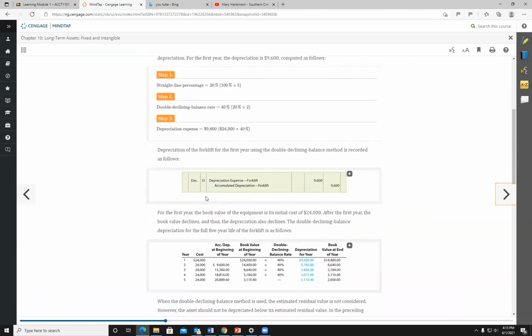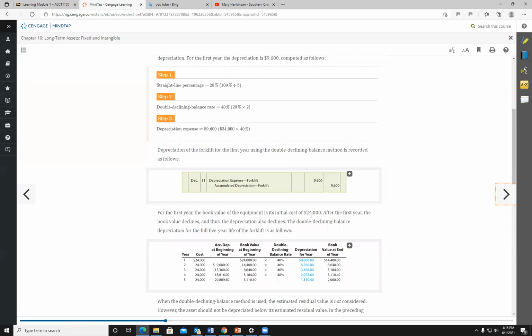So the depreciation of the forklift for the first year using the double declining balance method is recorded as follows. Again, you're going to debit the depreciation expense, and you're going to credit the contra asset account for the accumulated depreciation. Now, for the first year, the book value of the equipment is its initial cost, 24,000. We talked about that. We didn't use the depreciable cost.